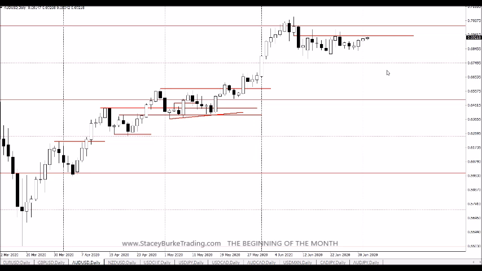So it could be interesting to see if this market either breaks back through or fails and we get a move back down towards the low of that box. Stop hunting traders who are long and not going anywhere.